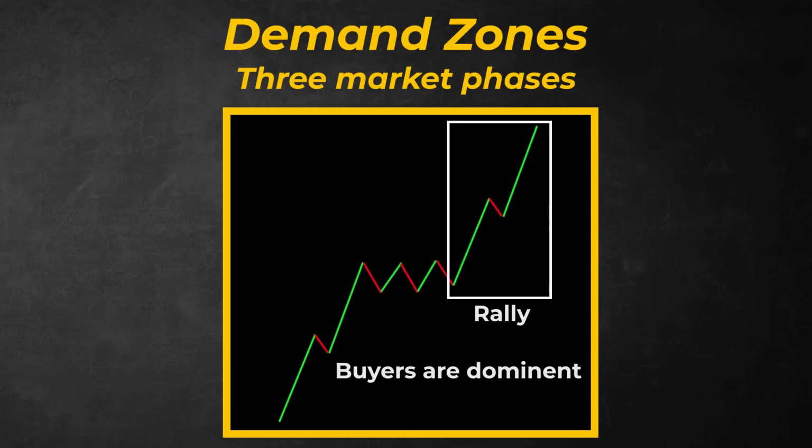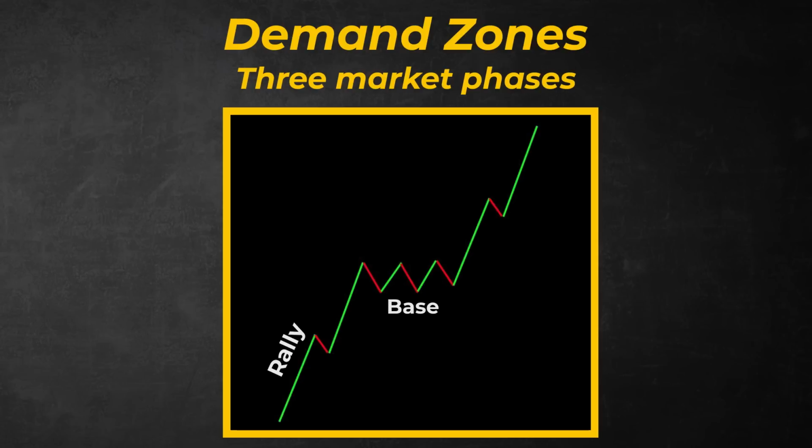So this is the market structure of a rally base rally demand zone, and the zone will be drawn at the boundaries of the second phase or the base region. As you can see, the high of this base is the high of the demand zone, and the low of this base will act as a low of our demand zone.